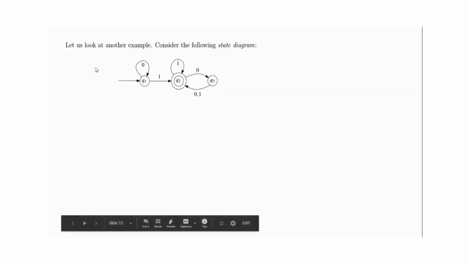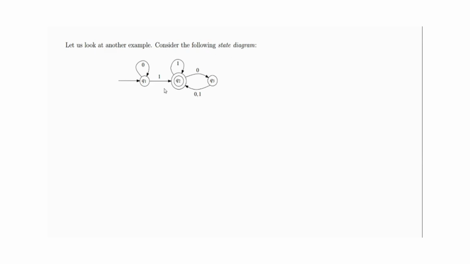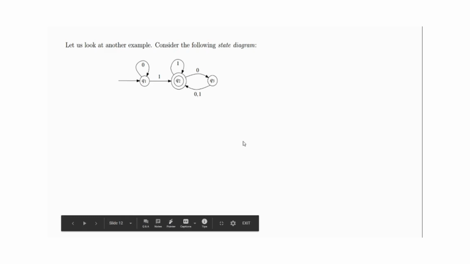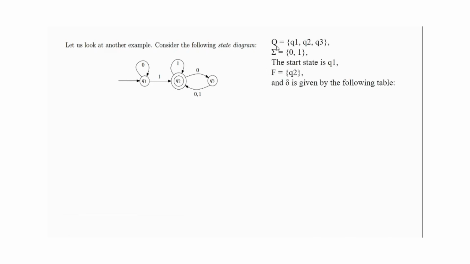Now let us look at another example. In this example, the state transition diagram is given to you, and you have to represent this automaton in a mathematical way. So you have to write the mathematical representation for it. As we all know, an automaton is a 5-tuple, in which the first set is the capital Q, the set of states. Here it is clear that we have 3 states, Q1, Q2 and Q3.